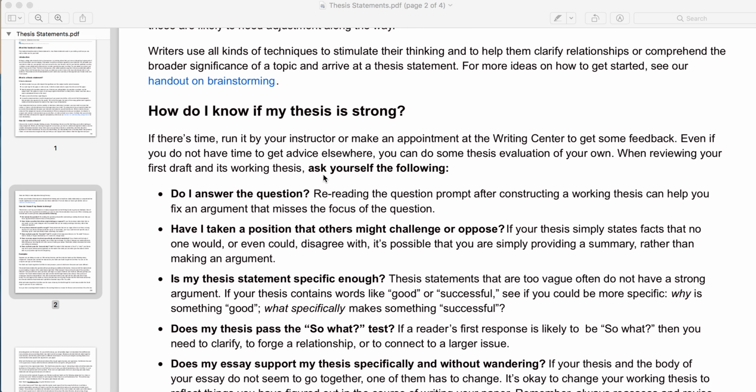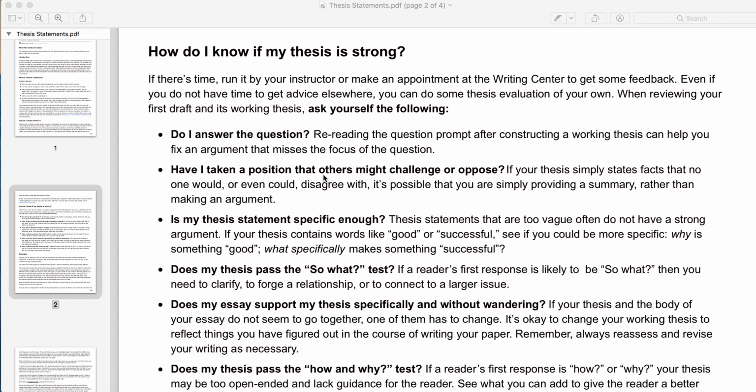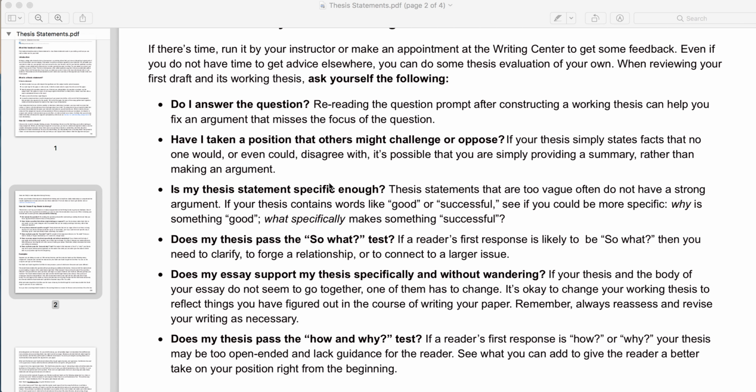So how do you know if the thesis statement is strong? You know it's strong if it answers the research question, and it has a position that others might challenge or oppose. It's specific, and specific enough. The more specific, the better.